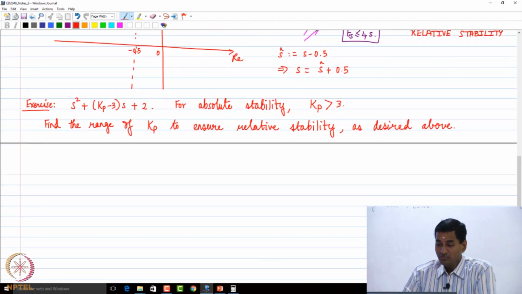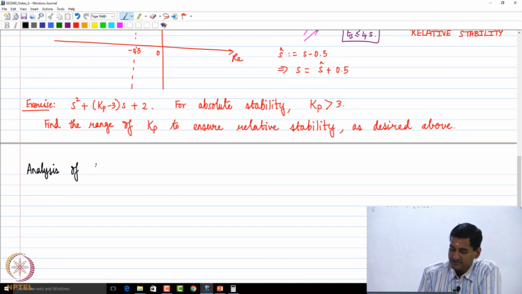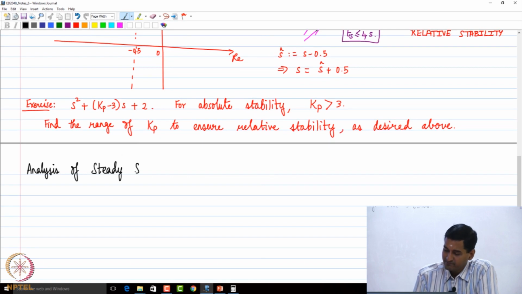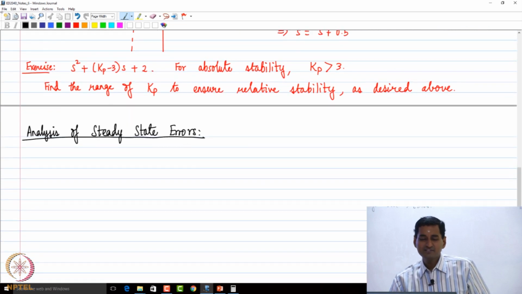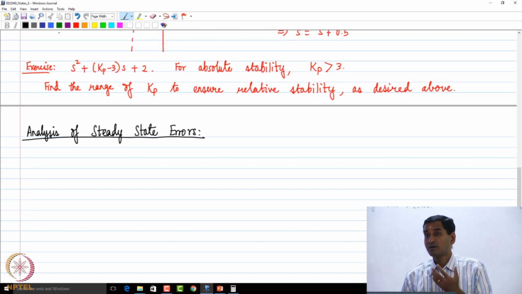One more thing which we are going to do today, at least start today, is analysis of steady state errors, before we put everything together and start doing controller design. So how do we analyze steady state errors? By and large, we design controllers to do regulation or tracking, that is, to follow a desired behavior. For example, I would design the air conditioner in this room to meet a set temperature. I will come and set the temperature as 25 degrees Celsius.